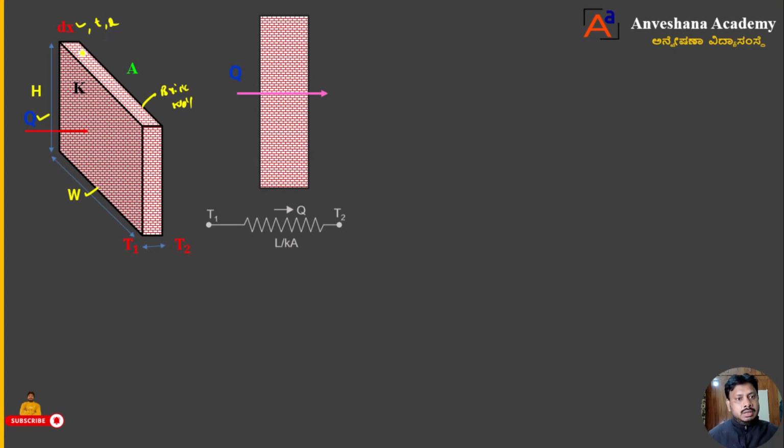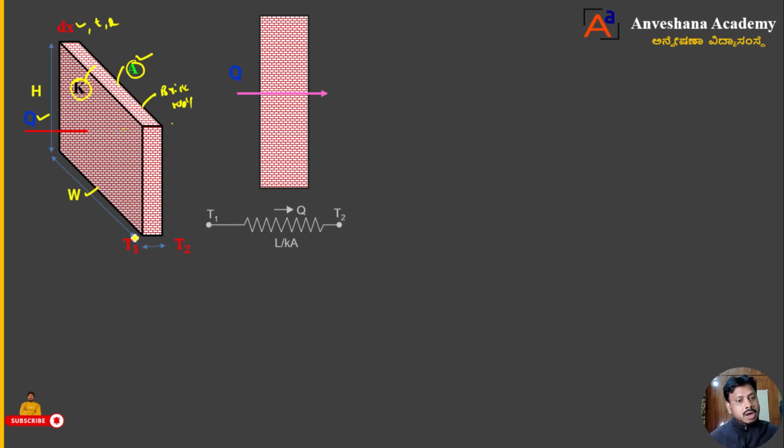The thickness of the wall is dx and the heat transfer is Q, and the brick wall has some thermal conductivity, which I represent here as K. The brick wall also has an area, which I will mark here as capital A. Then heat is going to transfer from this side to this side.